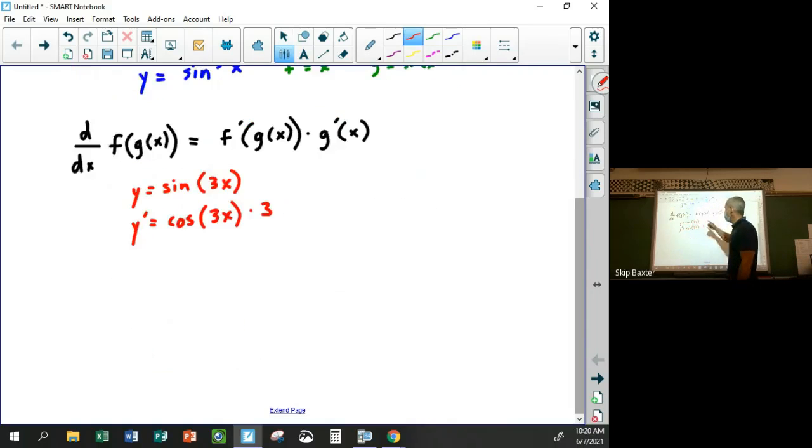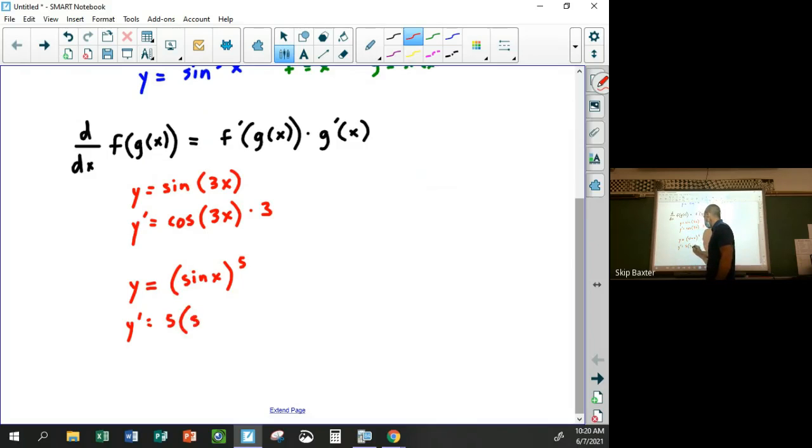So in this second example, if I have y equals sine to the 5th x, think of this as sine x all to the 5th power. That's really what sine to the 5th x is, right? So just think of it as something to the 5th power. The derivative of something to the 5th power is 5 times something to the 4th power, right? So y prime is going to be 5 times that something, unchanged, to the 4th power, times the derivative of that something, sine x.